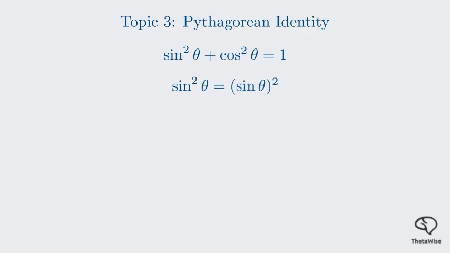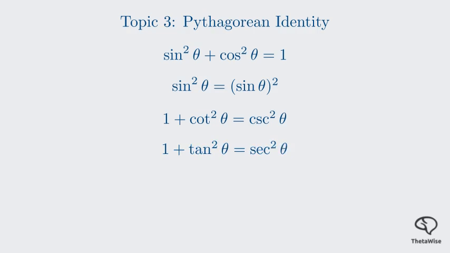This main identity can be rearranged into 2 other useful forms by simply dividing by sin squared theta or cos squared theta. Let's see them. First, if we divide everything by sin squared theta, we get 1 plus cotangent squared theta equals cosecant squared theta. Second, if we divide everything by cos squared theta, we get 1 plus tangent squared theta equals secant squared theta. These are also part of the Pythagorean family of identities.